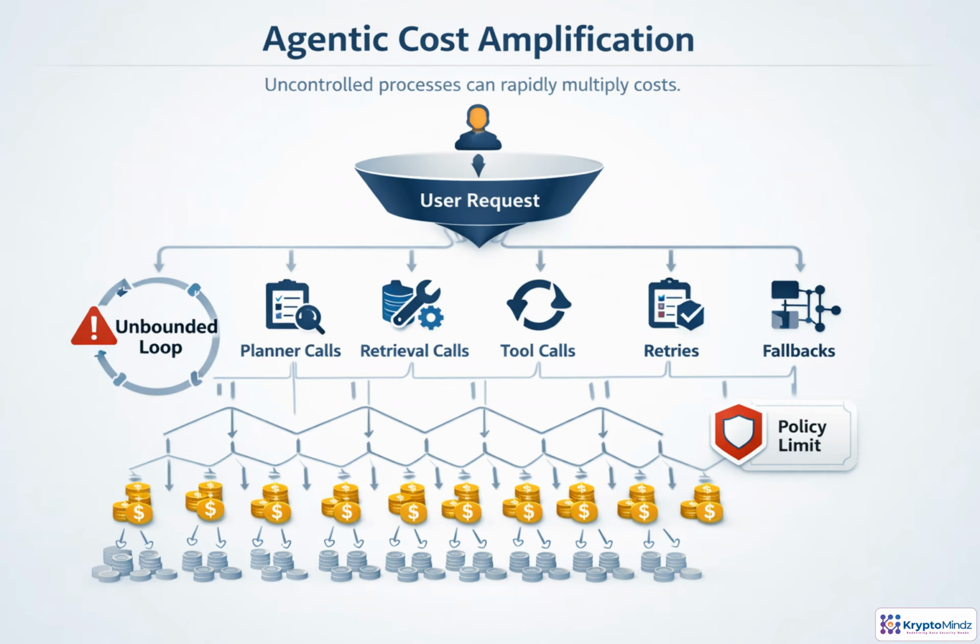The main risk is amplification. A small task can turn into many paid operations when an agent plans, retrieves context, calls tools, evaluates results, retries failures, or escalates to stronger models. Each branch adds cost, and some branches feed back into the process. That can increase latency, create more failure points, and make spend harder to control. The answer is to govern the workflow, not just the model. Set budgets, retry limits, stop conditions, model routing policies, and observability so autonomy stays useful but bounded.